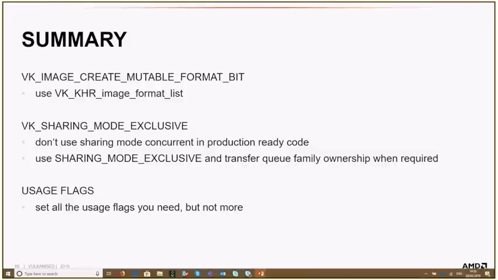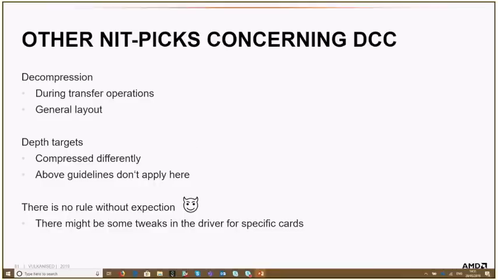To wrap this up about DCC, make sure that it gets enabled. If you use the mutable format bit, it's totally fine, but I always recommend to also use the image format list, and sharing mode exclusive. You can use sharing mode concurrent for first versions of async compute, that's totally fine. It makes it easier to not deal with the additional burden of several queue families, but I don't recommend using it in production-ready code. For that, I recommend still using sharing mode exclusive and just transferring the queue family ownership. It's usually more performant than the concurrent sharing mode. And usage flags, yes, set all the usage flags you need, but no more.